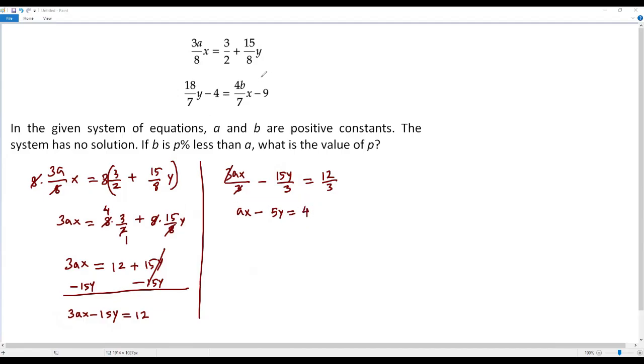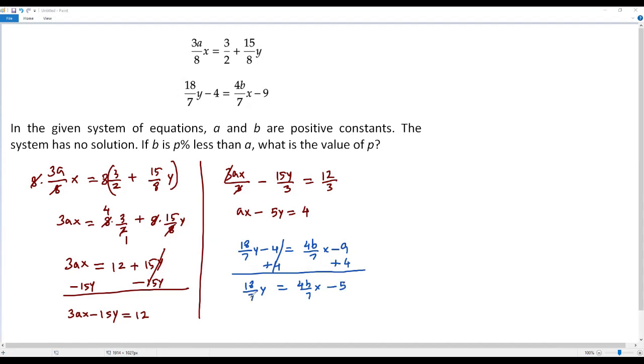Okay, now let's get the second equation in standard form. Let me write the second equation as it is. That is 18/7 times y - 4 equals 4b/7 times x - 9. Here we find constants on both sides of the equation, -4 and -9. To get the constant on the right side, let me add 4 to both sides of this equation. When I do so, here -4 and +4 will cancel out. I'm getting 18/7 times y equals 4b/7 times x. When I combine -9 and +4, I'm getting -5.